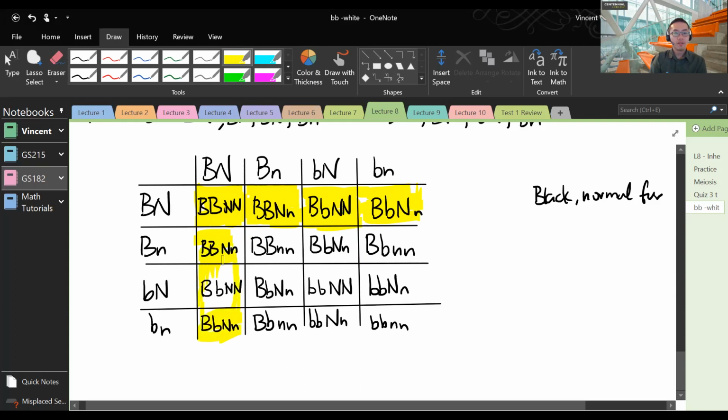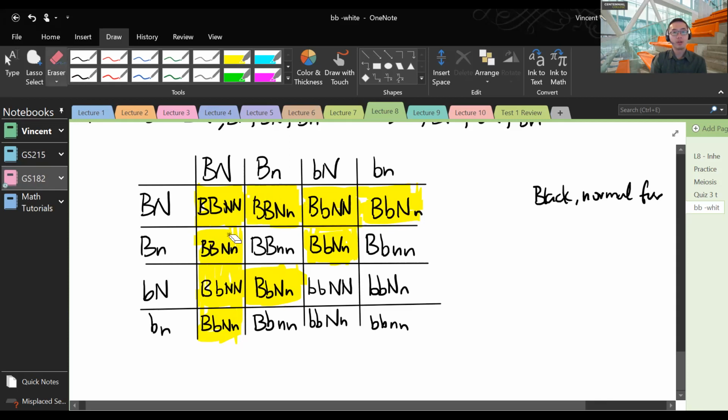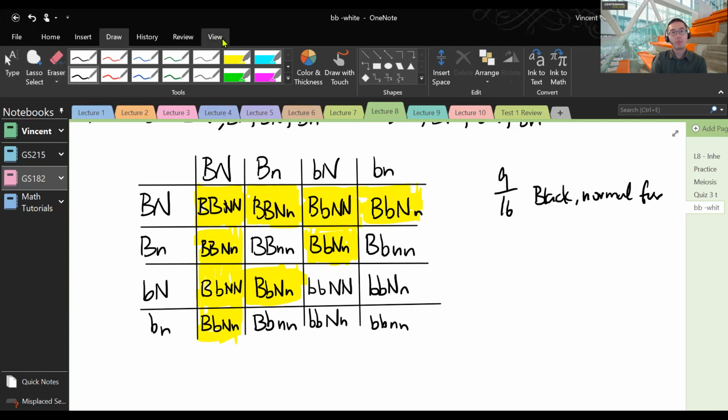And if you do all of it, it will look like this, right? Okay, I think those are all of it. That would be black, normal fur, normal black fur. Right? And if you count all of it, it will be 1, 2, 3, 4, 5, 6, 7, 8, 9. 9 out of 16 will be black, normal fur.